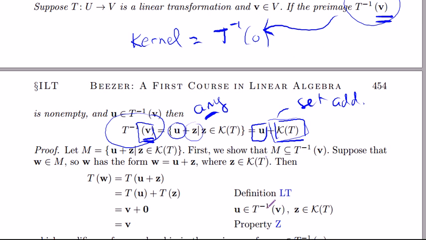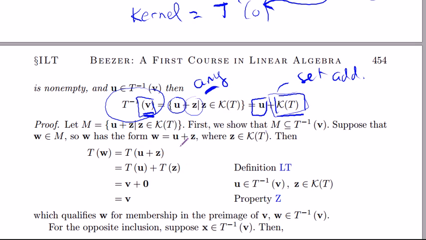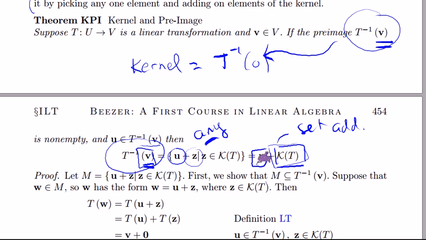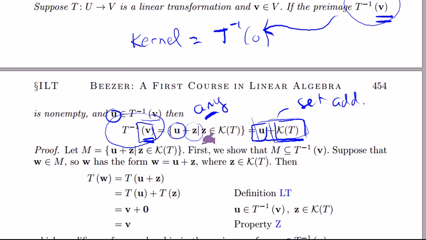Okay. All right. So to show that two sets are equivalent, we're showing that T inverse of V can be written as U plus K of T. So we need to show two ways. We need to show that any vector that's in the inverse image of V has this form, and on the other hand, any vector that has this form is in the inverse image. Okay, so let's see how this works.